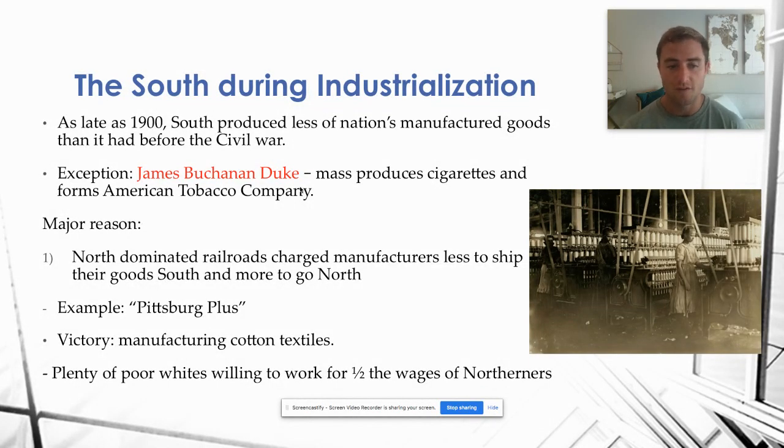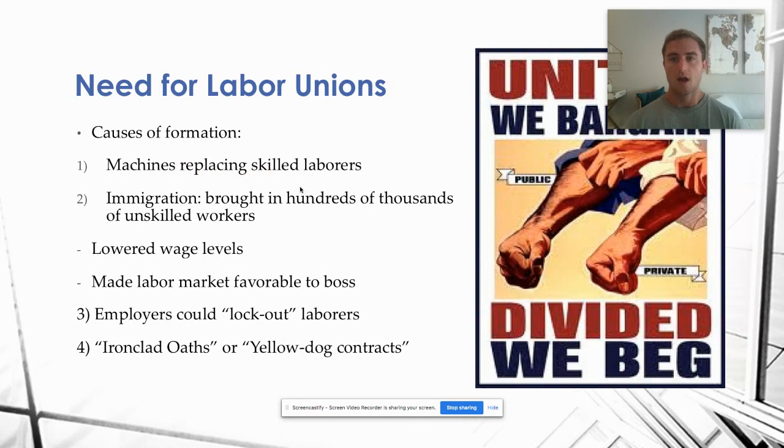The one victory down in the South that starts to become one of the major manufacturing industries down there is the manufacturing of cotton textiles, which of course makes sense considering the cotton is down in the South. There's plenty of whites now willing to work for very, very low wages just to have a job. So there you go.